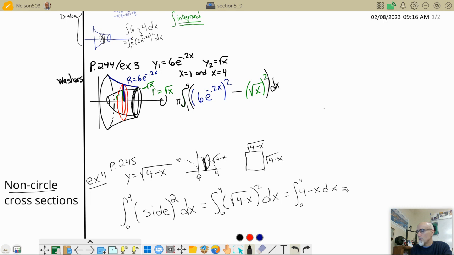And then we could take the antiderivative of each one of those guys. So I get 4x minus x squared over 2 from 0 to 4. Now I could plug in the 4 and I get 16 minus 16 over 2. Okay, and then I plug in the 0 and I get just 0. And so I ended up with 16 minus 8, which is 8. So the volume is 8.